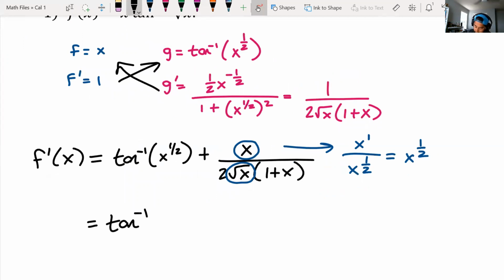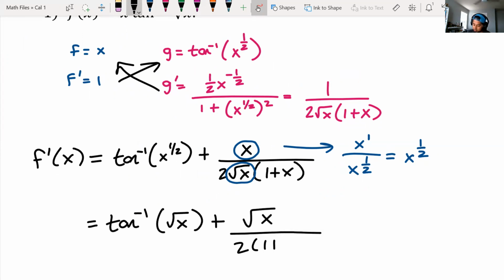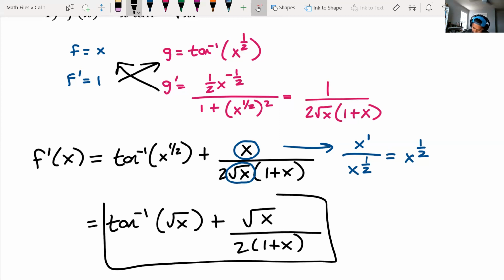inverse tangent, and I can rewrite that as the square root of x plus the square root of x over 2 times 1 plus x. Distribute that 2 if you really want to. I told you, these are ugly.